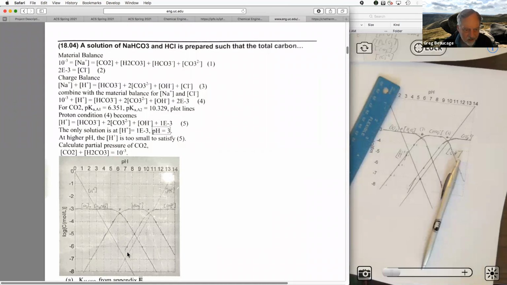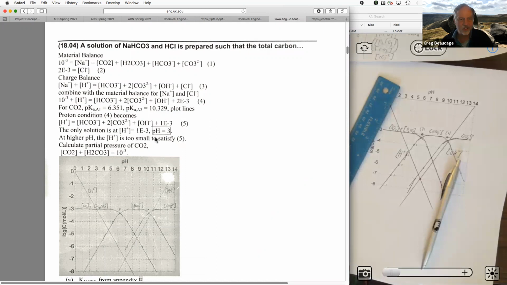And the CO3 is going to be like 8 or 9 orders smaller. So those terms don't contribute. And the OH is also getting worse and worse. So all these 3 terms drop out and H plus is just 1 e to the minus 3. So the pH is 3 for the solution of this.